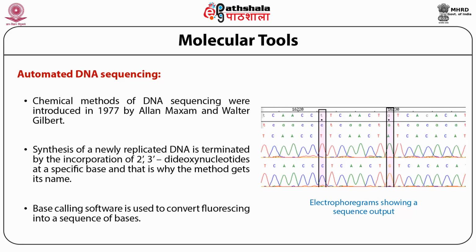And now this figure shows electropherograms of a DNA sequence. Through this photograph we can see the electropherograms showing peaks at 160, 170 and 180, and they show how the variations are working.